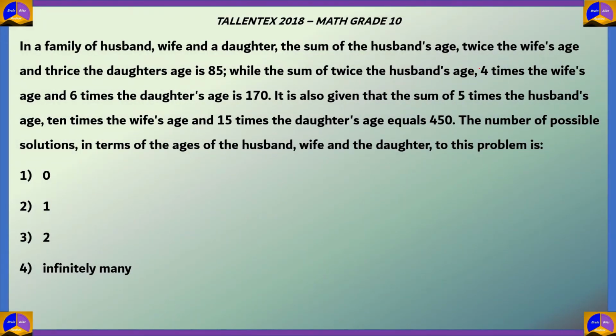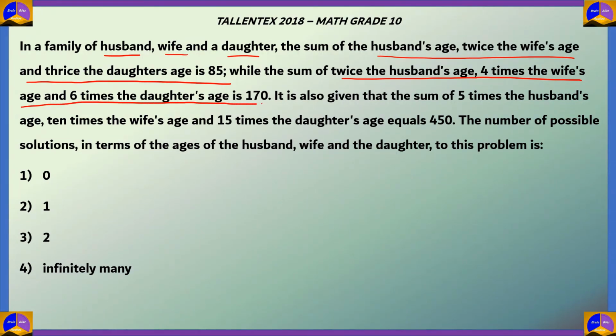Let's look at another question of mathematics. In a family of husband, wife, and daughter, the sum of the husband's age, twice the wife's age, and thrice the daughter's age is 85. Sum of twice the husband's age, 4 times the wife's age, and 6 times the daughter's age is 170. It's also given that the sum of 5 times the husband's age, 10 times the wife's age, and 15 times the daughter's age equals 450. You need to find the number of possible solutions in terms of the ages of the 3 people to this problem. Is it 0, 1, 2, or infinitely many?